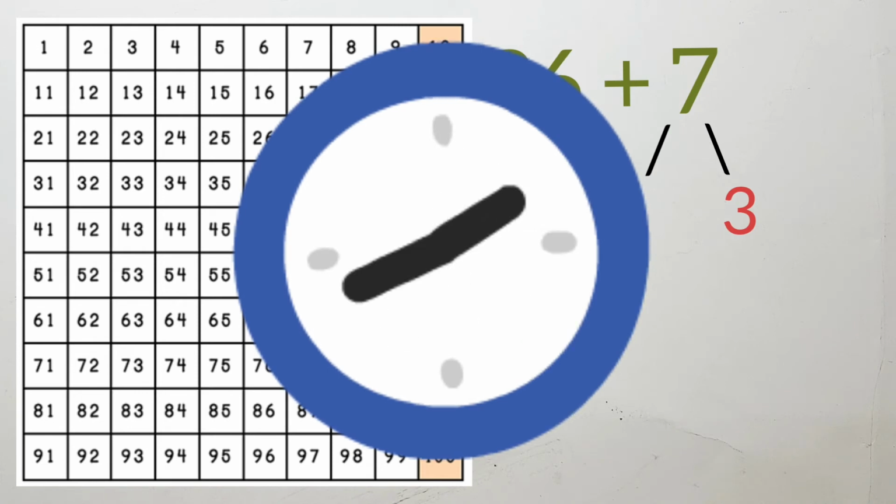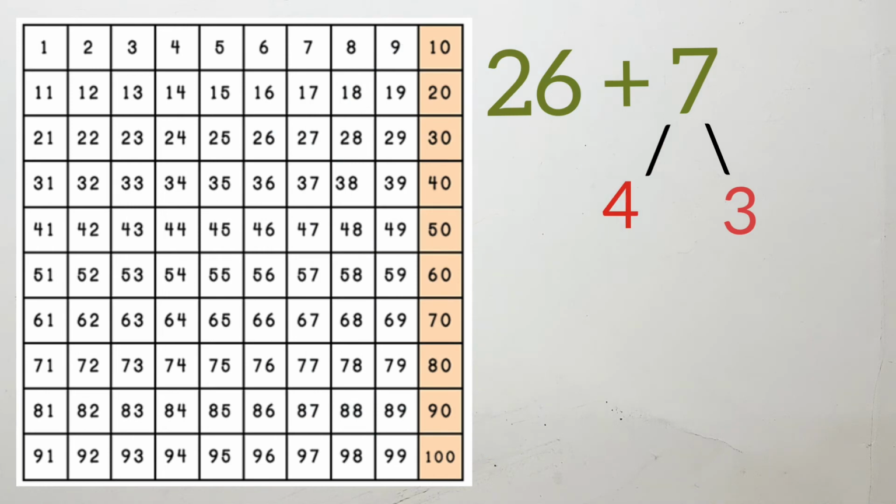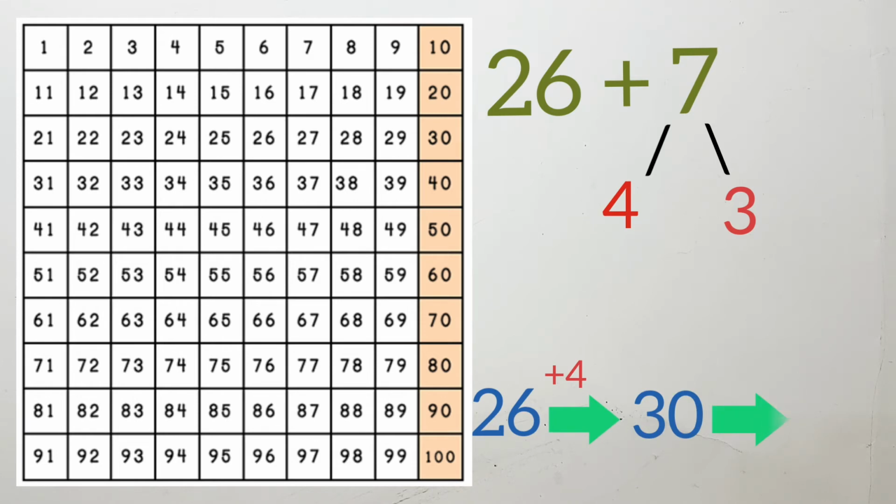Okay guys, you know the drill. Now it's time for you to do the arrow way on your own. Get your whiteboards and markers, get your pencils and papers, and try it out. You can do this. 26, and I draw an arrow, plus 4, equals 30. And what do I have left over? 3. 30 plus 3 equals 33.